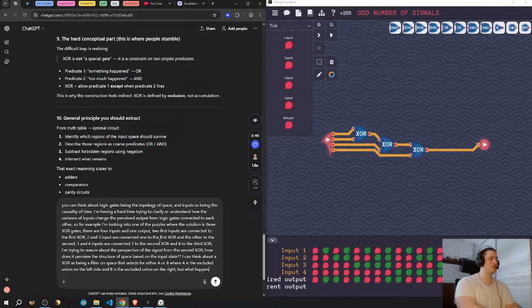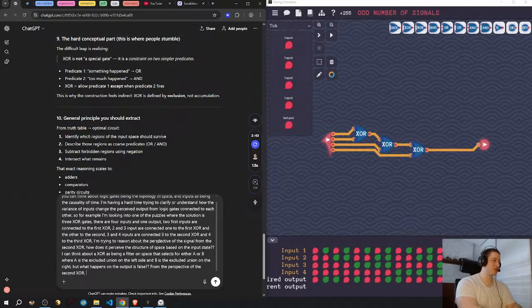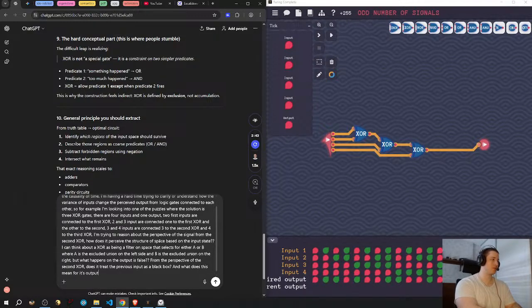But what happens when the output is false? From the perspective of the second XOR, does it treat the previous input as a black box? And what does this mean? Its output.